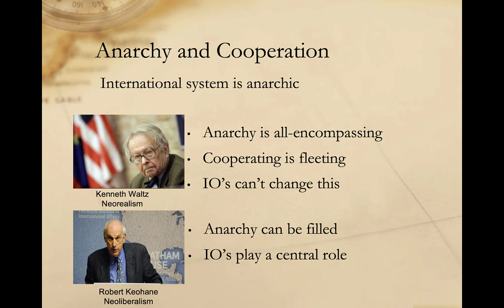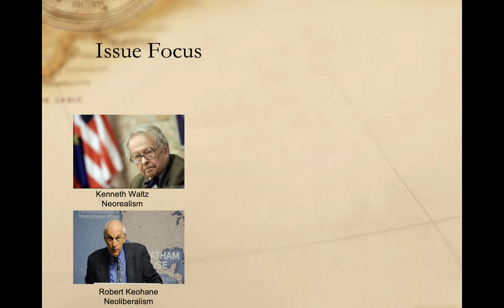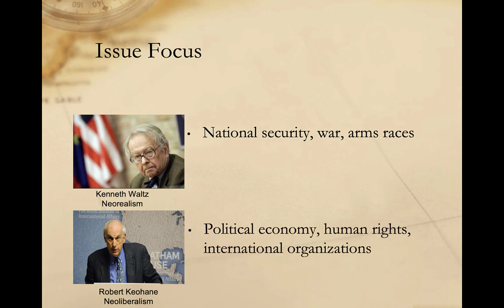Neoliberals point to international organizations like the United Nations, the European Union, and the World Trade Organization, among countless others, and argue that such organizations have changed the nature of the global system. As a result, neoliberals argue that neorealists fundamentally misunderstand the actual condition of global politics in the contemporary era. As a result of their different takes on the international system and on the nature of anarchy and cooperation, neoliberalism and neorealism tend to focus on different issues in their analyses. Neorealists tend to focus on national security issues like war, arms races, security, and conflict, while neoliberals tend to focus on issues like political economy, human rights, and international organizations.